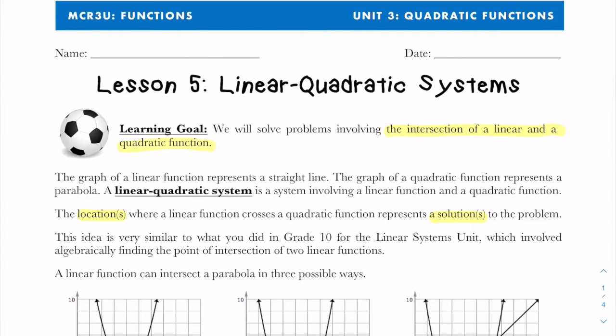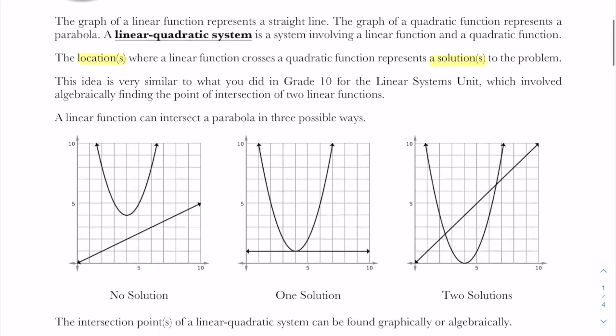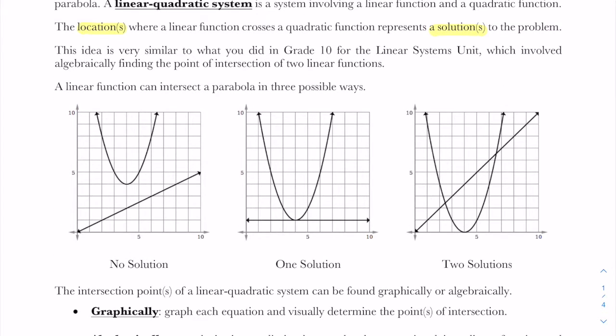And we're going to look at the three possibilities of how a linear function can intersect with a parabola. The first case is no solution. In this case, the parabola and the straight line don't cross each other at all. This can be seen in the picture above.